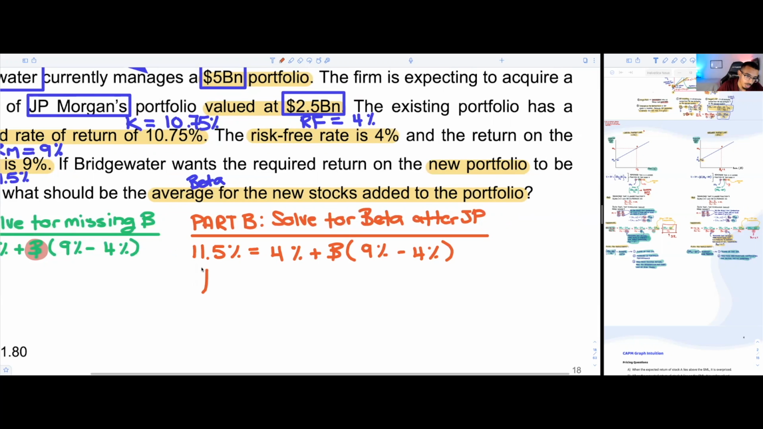So then we could solve for the beta. I guess we could call it beta JPMorgan. And by the way, that's not the beta of JPMorgan. It's really the beta after Bridgewater has purchased JPMorgan, okay? And then in this case, we plug all that good stuff in. Instead of 10.75, we're going to have 11.5, I believe, yes. And we're going to notice that the portfolio beta will now be equal to 1.5.